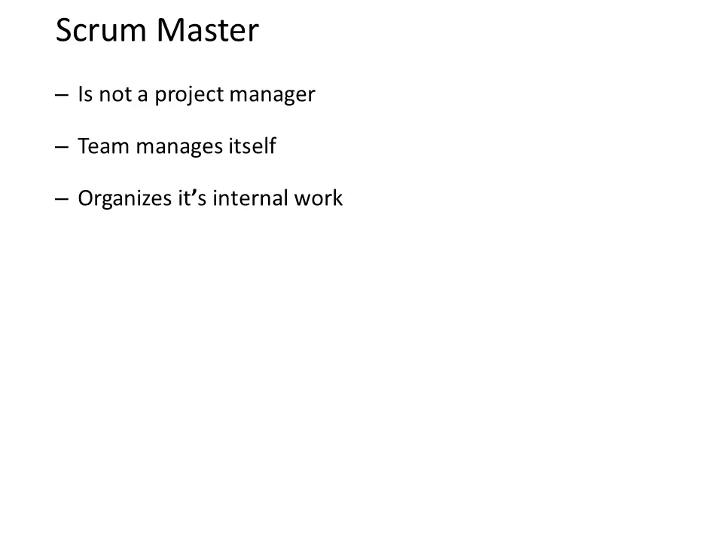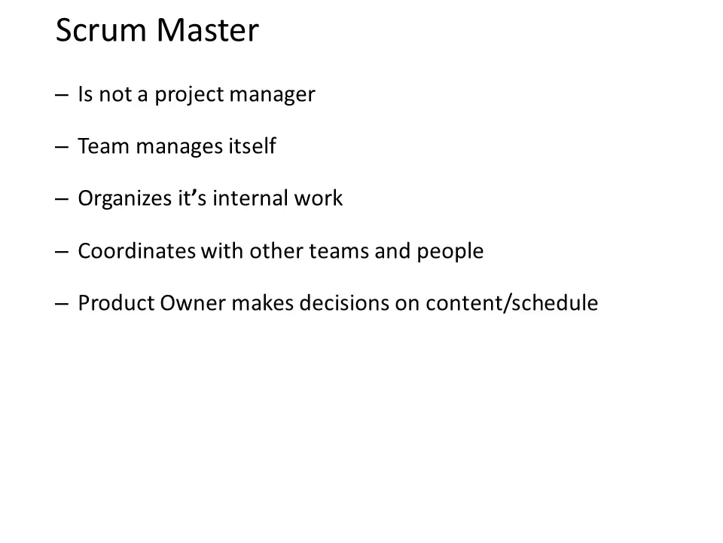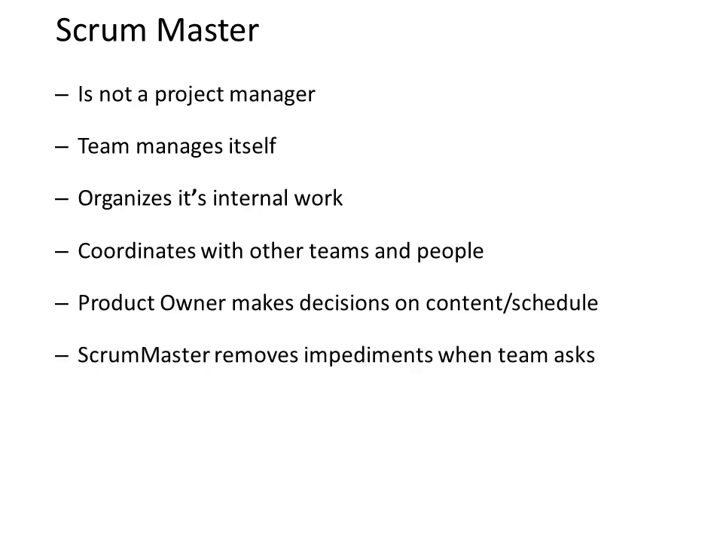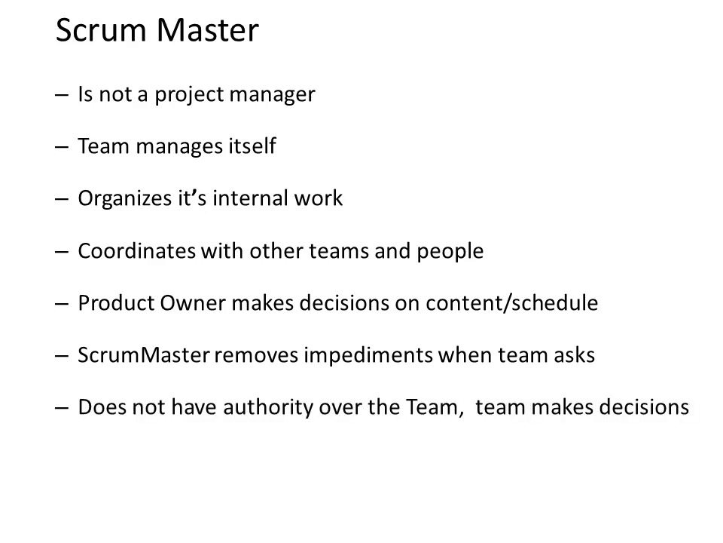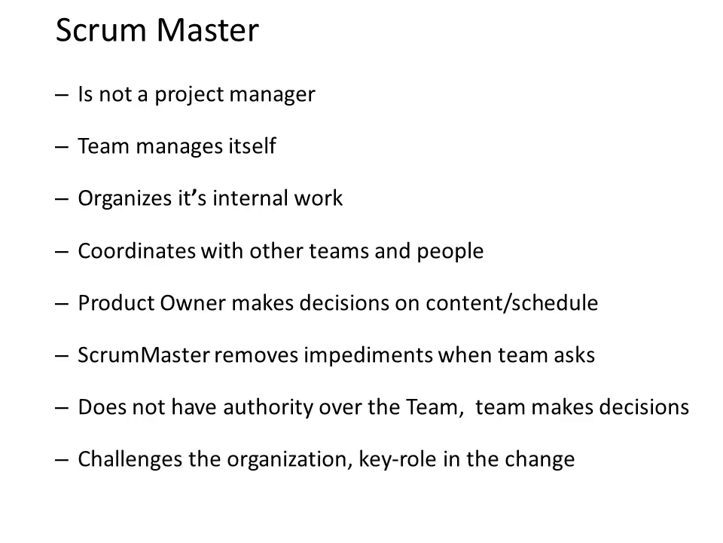The team organizes its internal work, coordinates with the other teams and people as it may require, helps the product owner make decisions and helps with the schedule, etc. And removing impediments, as we said, is the key activity. Now, he doesn't have direct authority over the team. The team actually is empowered to make the decisions to produce the best results they intend.